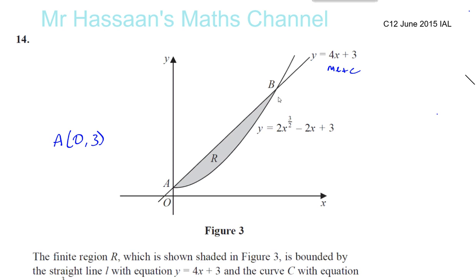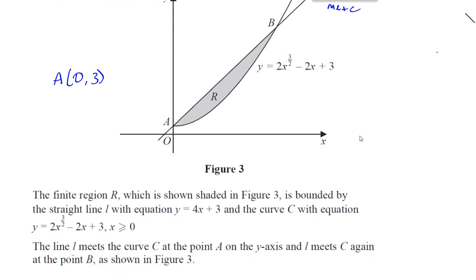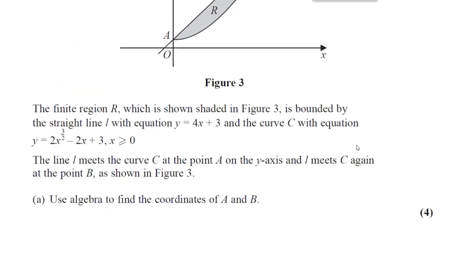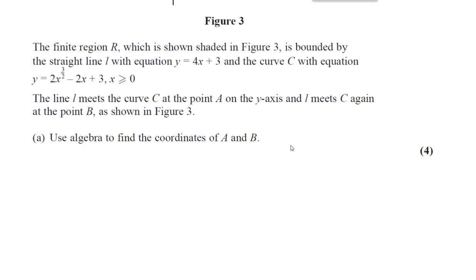As for point B, what we can do is equate the equations of these two lines. They're both in terms of y equals. If we equate them to each other, we will find the points where they intersect, where they share the same x and y values. In that case, we can find the coordinates of A and B. So let's equate these two lines with each other.